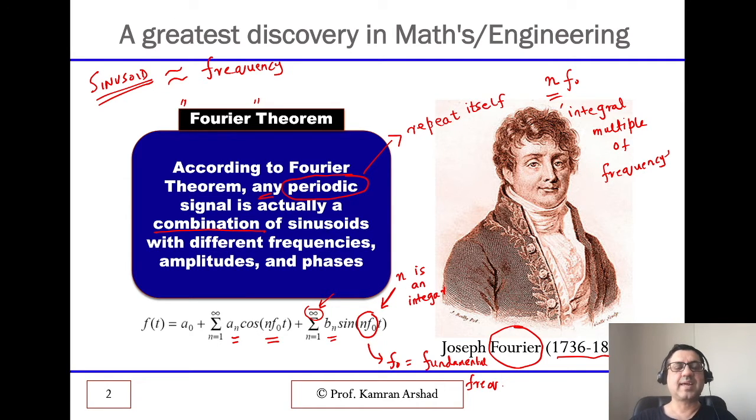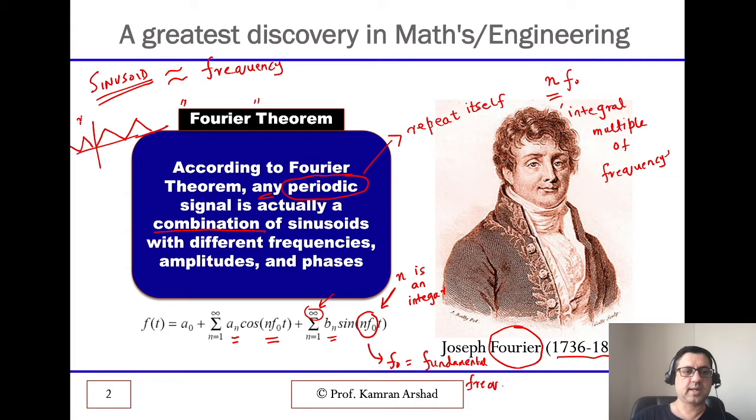So when I say a signal contains multiple frequencies, it simply means a signal contains multiple sinusoids, or in other words, if I add all these sinusoids together, then I will get my original shape back, which simply means, let's say just for the sake of argument, I have a periodic signal something like this.